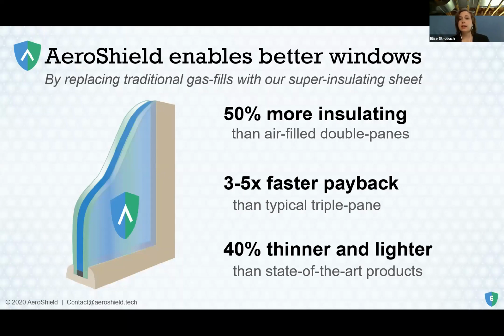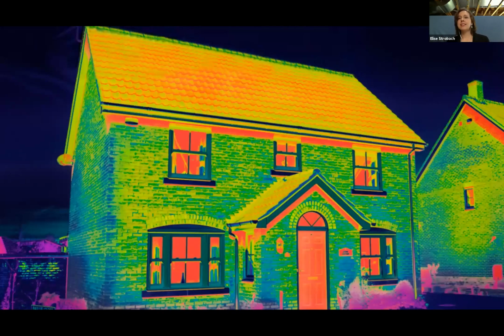So by, again, taking this traditional double pane solution and adding this thermally insulating material, we can create a product that is paying back 5 times faster than comparable performance products on the market today. That's really exciting because we want to be able to let people make better energy efficient solutions, because our buildings are a huge contributor to greenhouse gas emissions.